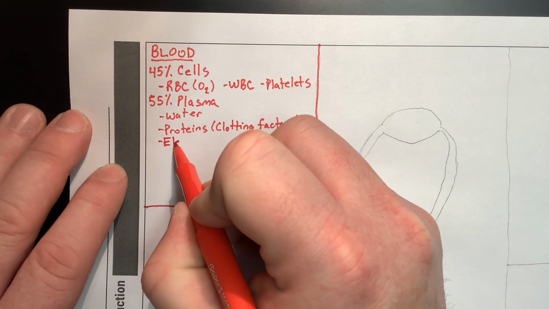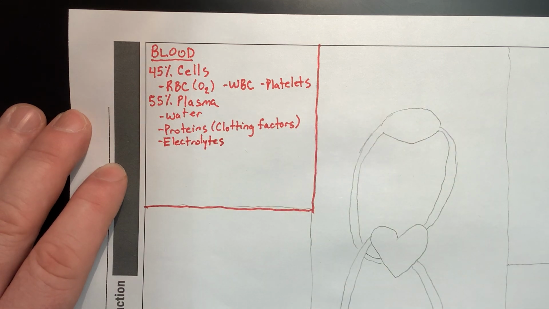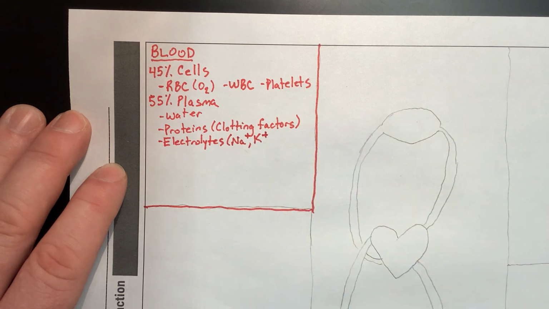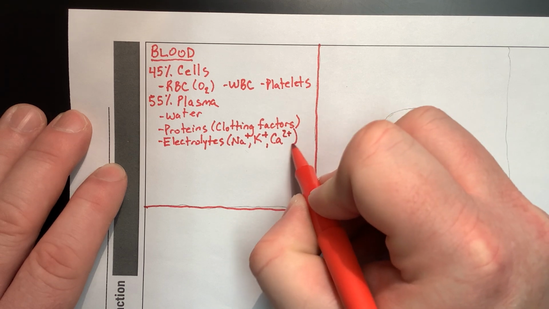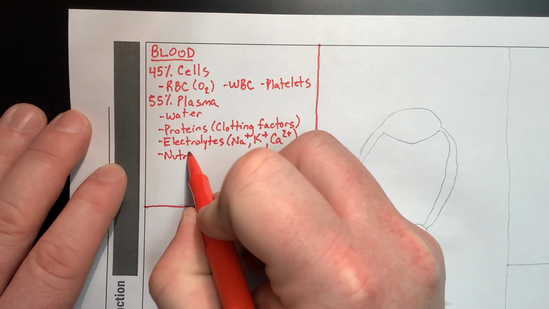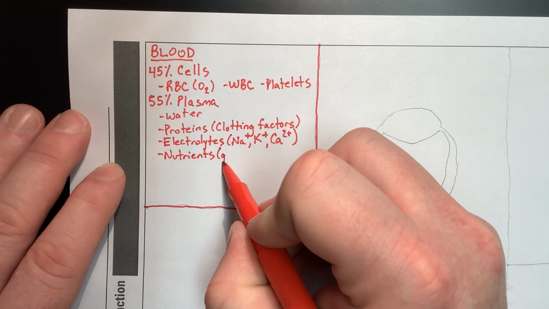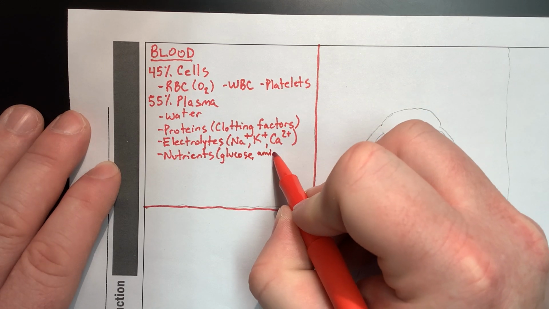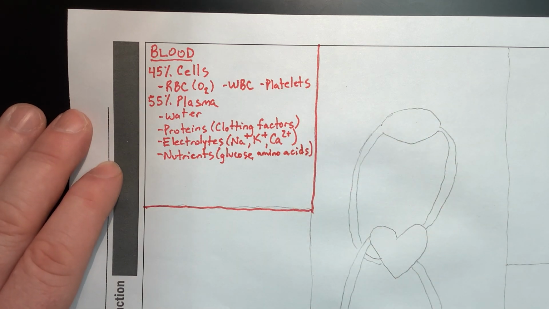Other components of plasma are electrolytes. And electrolytes are ions, so ions like sodium and potassium, you remember those from the nervous system unit, and calcium. Those are some good blood electrolytes. And then nutrients travel around in the plasma component. A famous one from our last unit is glucose, and amino acids, the protein building blocks, travel around in the plasma as nutrients as well.